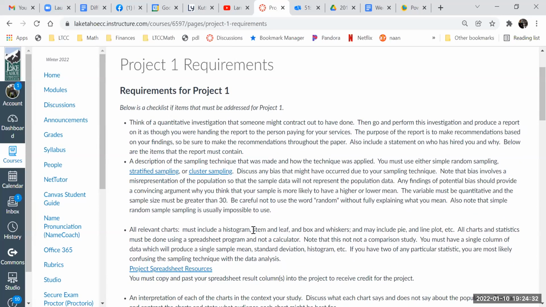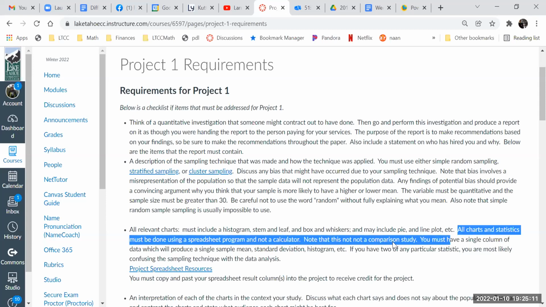Next, you're going to include all relevant charts. You must include a histogram. You must include a stem and leaf. And you must include a box and whiskers plot. Got it? You may include a pie chart, a line plot, etc., if it's relevant, but you don't have to. So it has to have those 3 charts. Another reason why you want a variety of answers: stem and leaf plots are not very interesting with only a single digit, because stem and leaves break up the digits, remember? So it's better if you can think of a survey that has answers that are 2-digit numbers, for example.